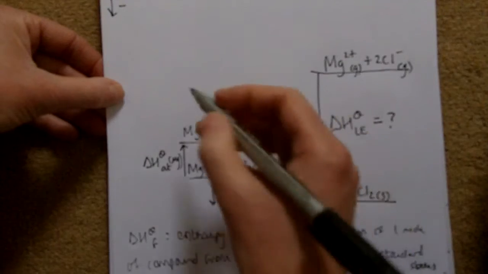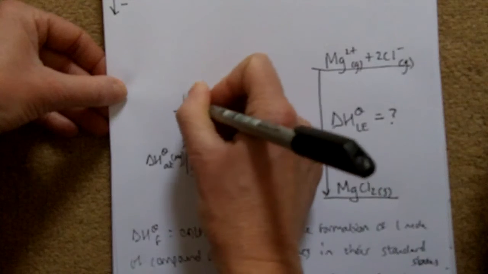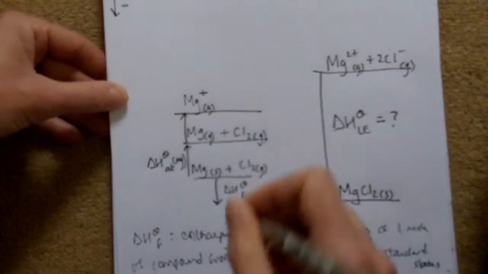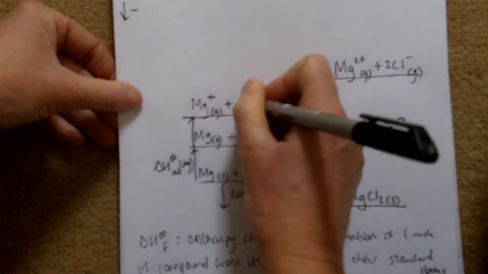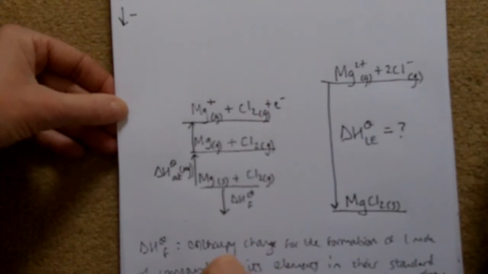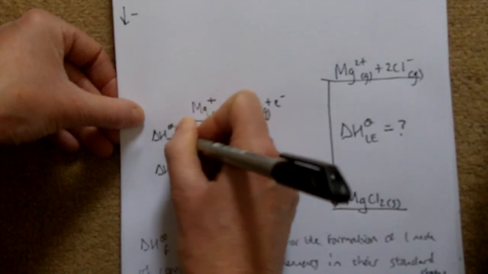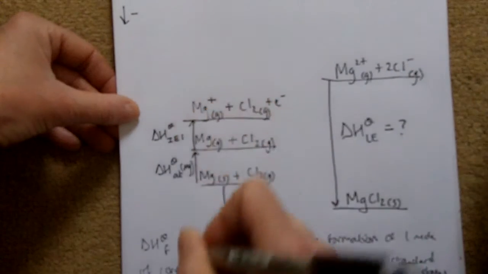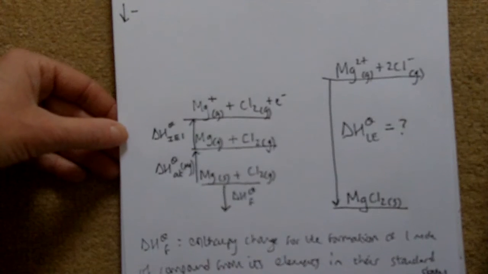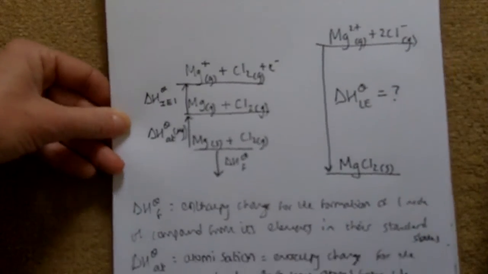Next thing we're going to do with the magnesium is remove an electron. So still in the gaseous state, Cl2 gas, and there's the electron. Do you remember what that enthalpy change is called? That enthalpy change is called ionization energy, so I put IE1. First ionization energy is the energy required to remove the first electron from each atom in a mole of gaseous atoms in the standard state.